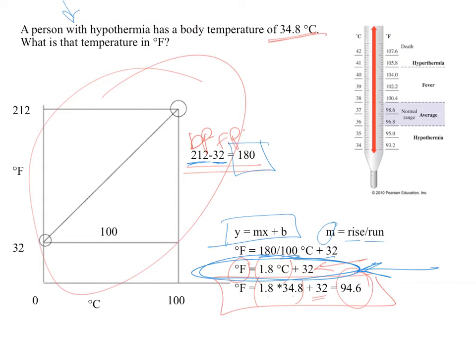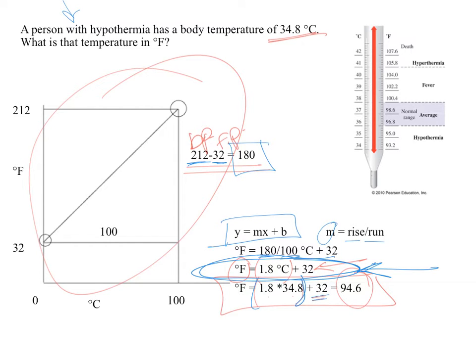You take your temperature in Celsius and you multiply by 1.8, and then you add 32 to all of that. Keep in mind your order of operations. So right here, doing my patient's temperature of 34.8, 34.8 times 1.8 plus 32. My temperature in Fahrenheit for this patient who has hypothermia is 94.6.